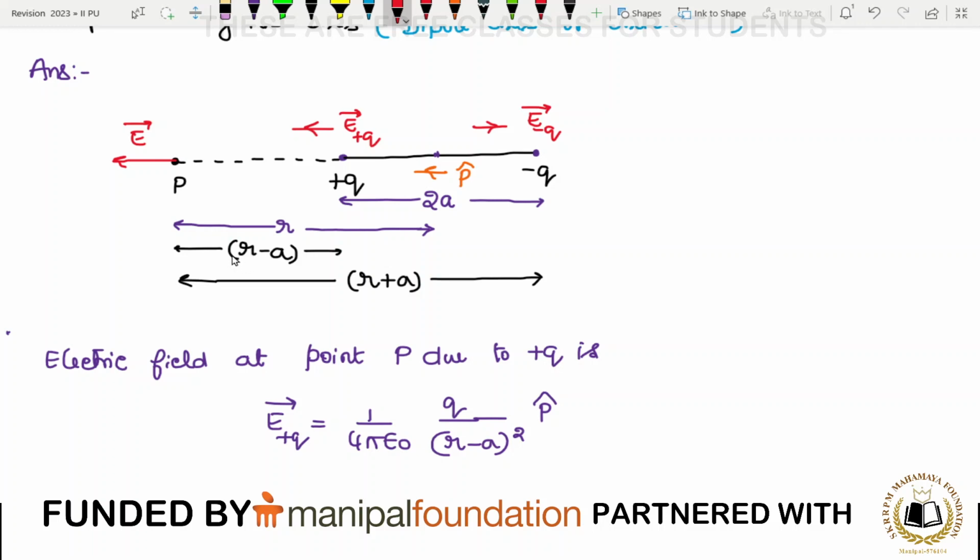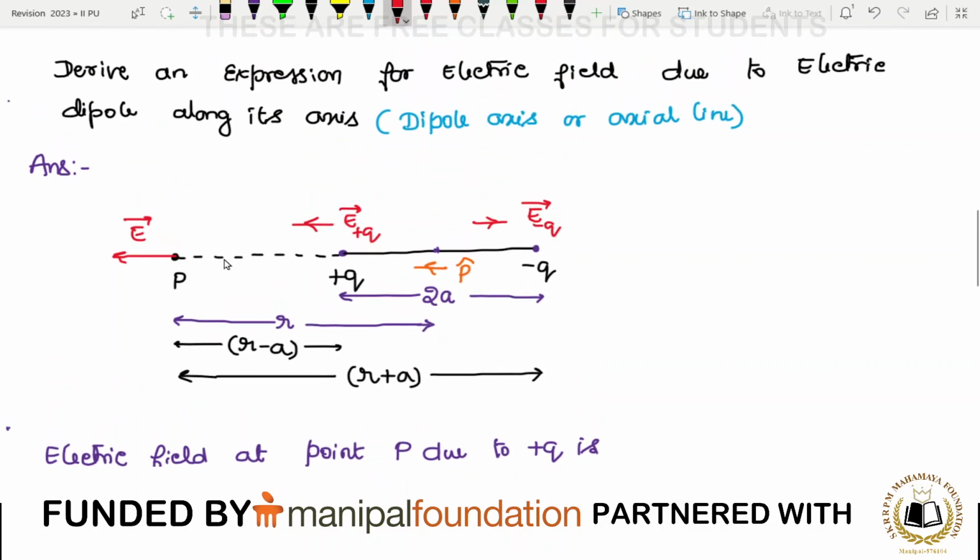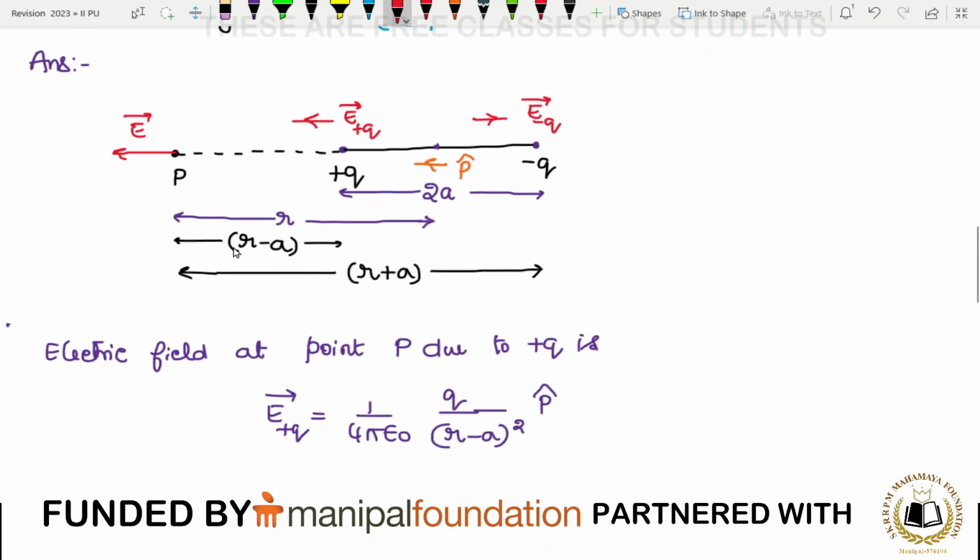Okay, let's go through the derivation once again. Derive an expression for electric field due to electric dipole along its axis. You have taken one dipole, positive and negative charges separated by a small distance, that is 2a. Let P be a point at a distance r along this dipole axis. Total distance is 2a, so from the center the negative charge is at a. So positive charge to point P is r minus a, and point P to negative charge is r plus a.